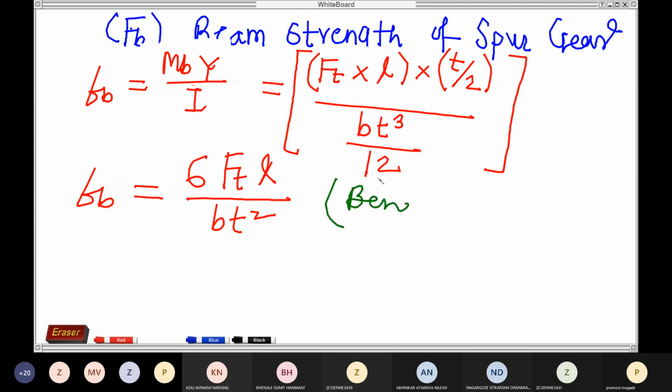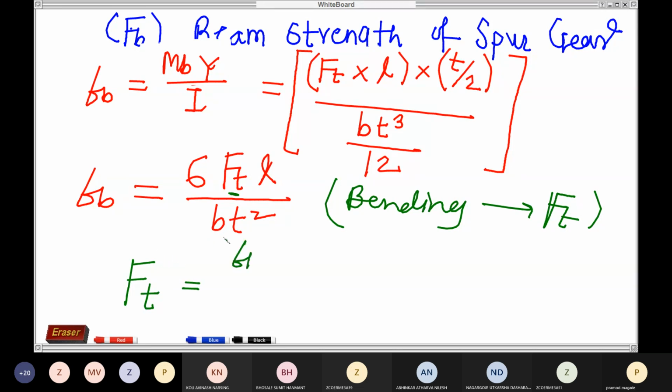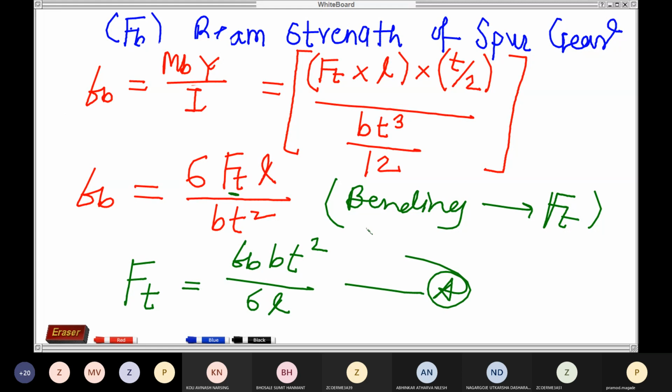Now we have considered bending. So in case of the bending, there will be bending because of the tangential load, Ft. Correct? So it's the Ft. So I will have to consider Ft is equal to sigma b, base width, t square divided by 6 into L. Equation number 1. So here the tangential force we have calculated.